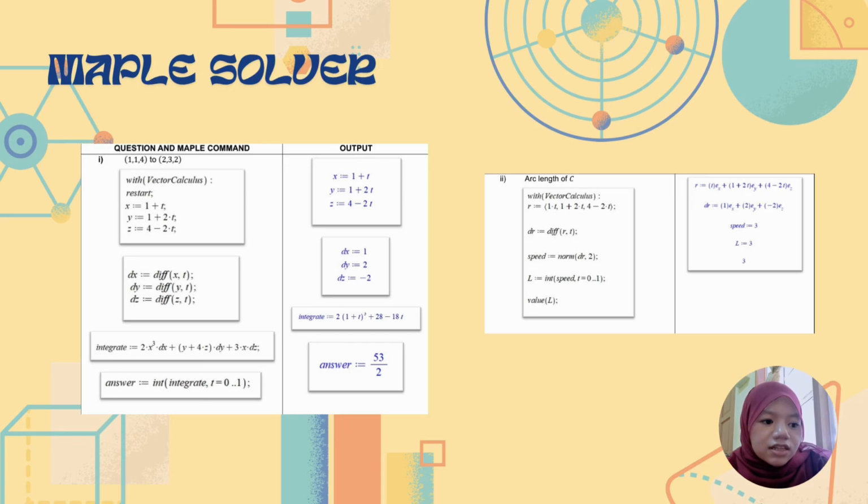Finally, we can verify our manual math using Maple Solver. By loading the vector calculus package and defining our parametric equation, we calculate the line integral and speed. As you can see, Maple completely matches our manual calculation. The arc length is 3 and the final integral answer is 53 over 2, or 26.5. This confirms our manual steps as 100% correct.